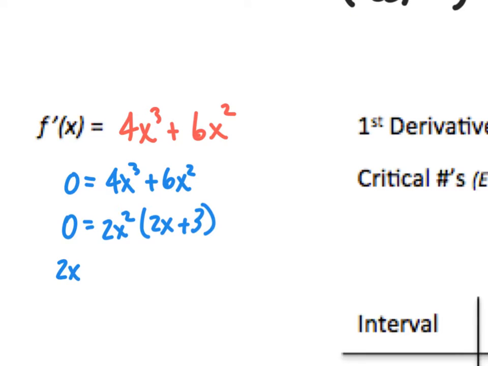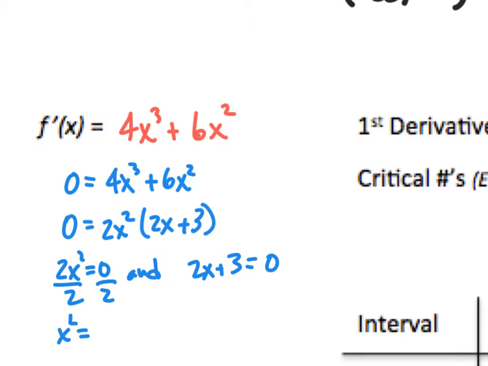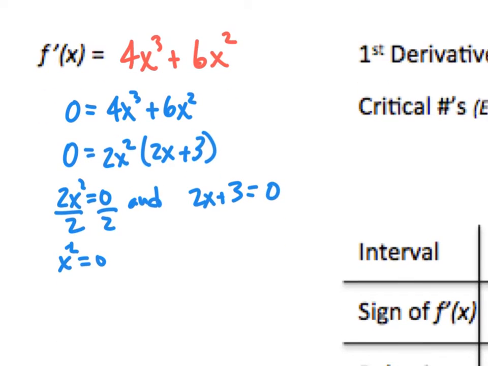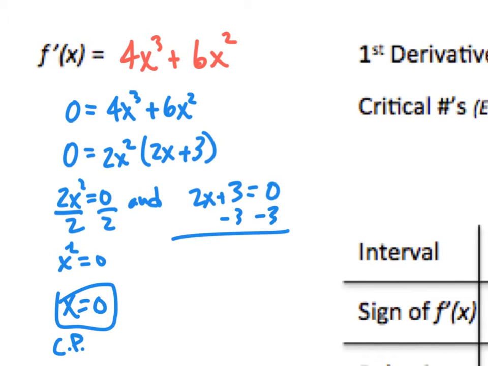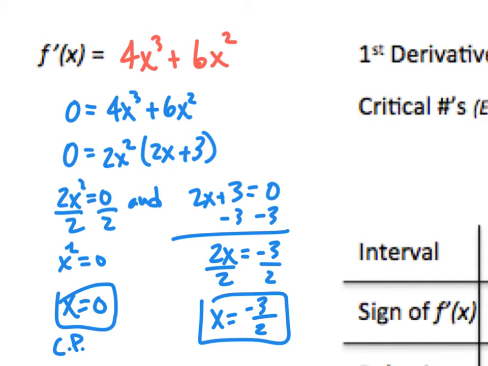So if I set 2x squared equal to 0 and 2x plus 3 equal to 0, if I divide by 2, I get x squared is equal to 0. If I take the square root of that, I get x equals 0. That's a critical point. Then I subtract 3 from both sides, and I get 2x is equal to negative 3, and then divide by 2. So I have x is equal to negative 3 halves. This is another critical point.